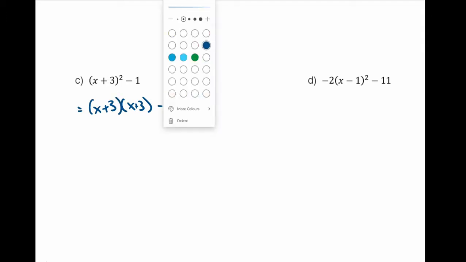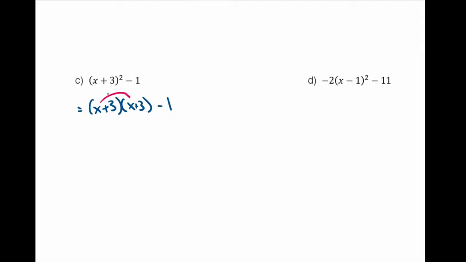Next is x plus 3 squared minus 1. So this looks a little different from our previous steps. But we should recognize that x plus 3 squared just means x plus 3 times x plus 3. And then I have the minus 1 at the end. So I can FOIL or expand the two brackets, and then at the end, when I'm collecting my like terms, I can throw in that negative 1. So x times x is x squared, x times 3 is 3x, 3 times x is 3x, 3 times 3 is 9, and then I'm going to throw in the minus 1 at the end.